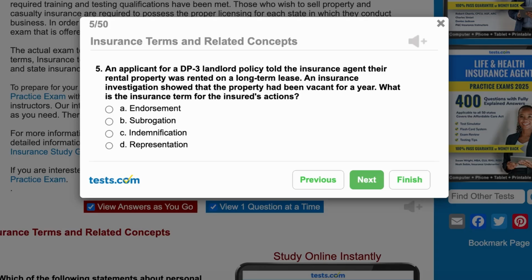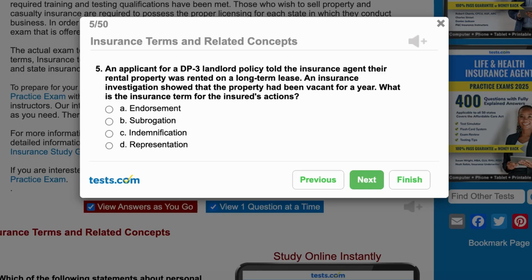Question number 5. An applicant for a DP3 landlord policy told the insurance agent their rental property was rented on a long-term lease. An insurance investigation showed that the property had been vacant for a year. What is the insurance term for the insured's actions? A. Endorsement. B. Subrogation. C. Indemnification. D. Representation.